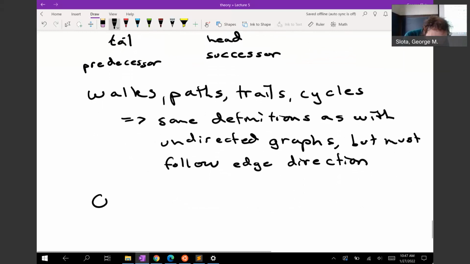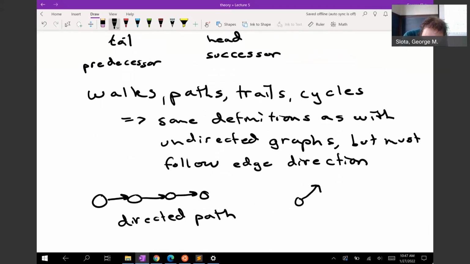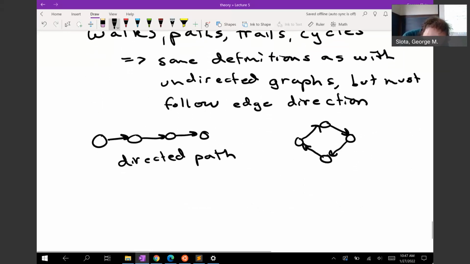Obviously, here we have a directed path. Directed cycle.